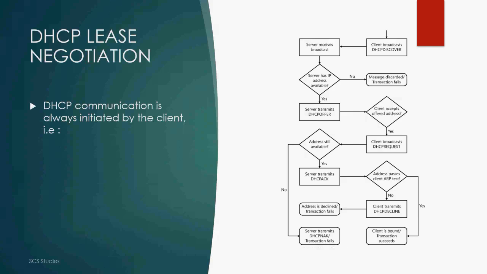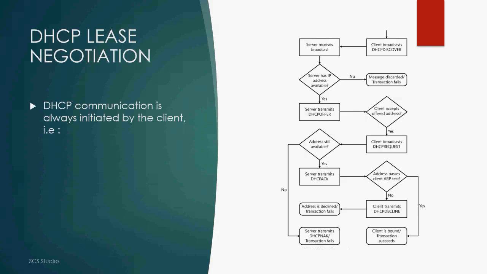How the DHCP lease negotiation works. As you can see in this diagram, the client will first broadcast, which is known as DHCP discover. The server receives the broadcast. Does the server have an IP address available? There are two conditions, yes or no. If it is no, a message describes that the transmission has failed. And if an IP is available in the pool, then the server offers the IP address.